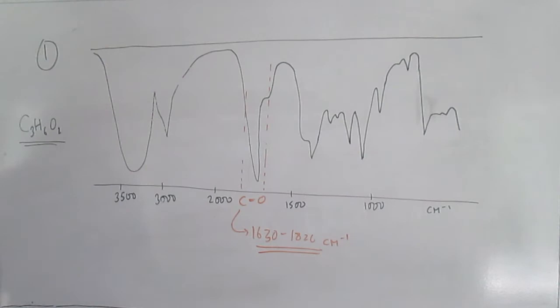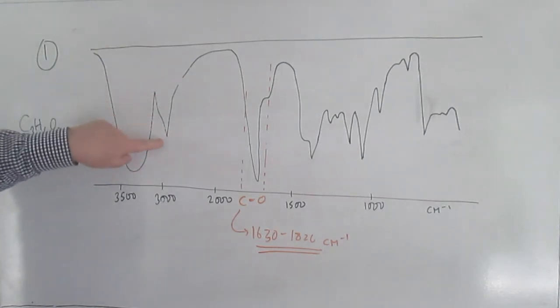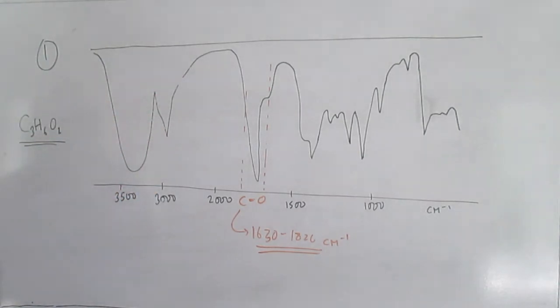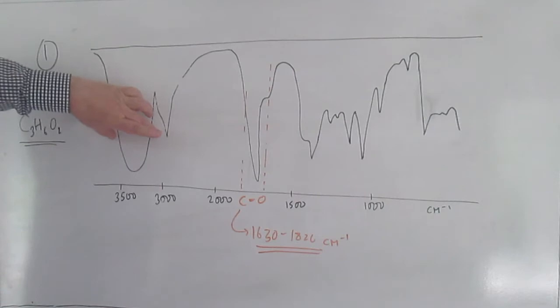Now when you come to this end, these sharp peaks, remember, around 3000 are CHs. You can mention them if you want, but you're not expected to, because they don't really give you any clues as to what the structure is, and there wouldn't be any marks for that. The one that's important at this end is this one.